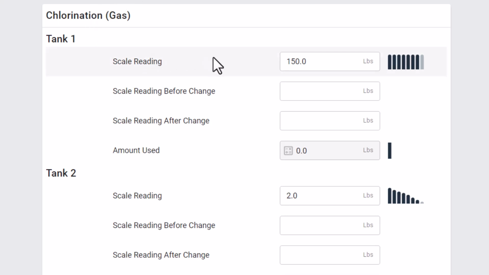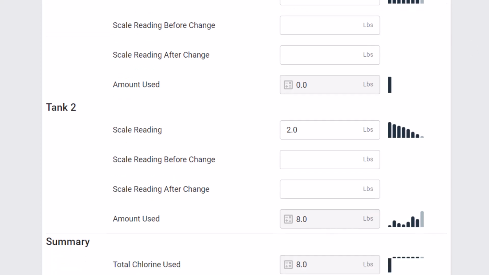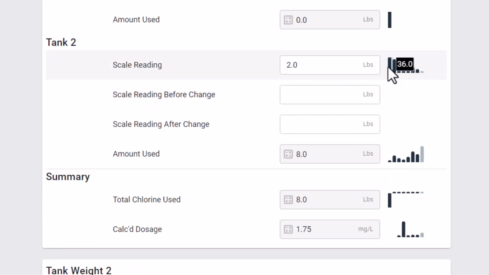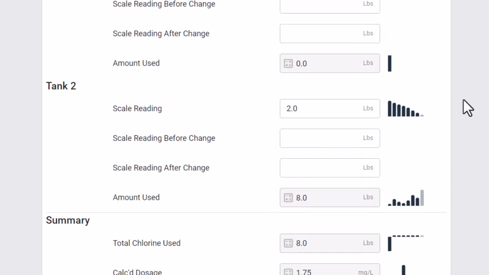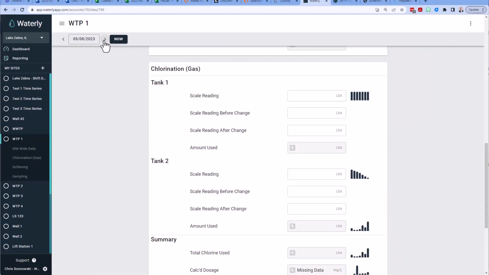We happen to have two here, and as we look at them, this cylinder is on standby. So it's full. It's measuring about 150 pounds each day, and you can see each day the amount used on that cylinder is 0. Tank 2, however, you can see here about a week ago was at 36 pounds, and it's going down. So the previous day here, we took a 2-pound reading. So it's likely we're going to run out of chlorine the next day. So let's just take a look at this and go to the next day.